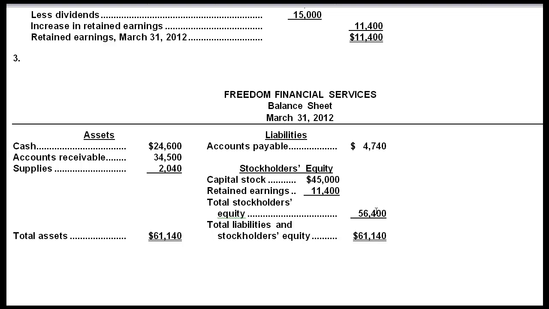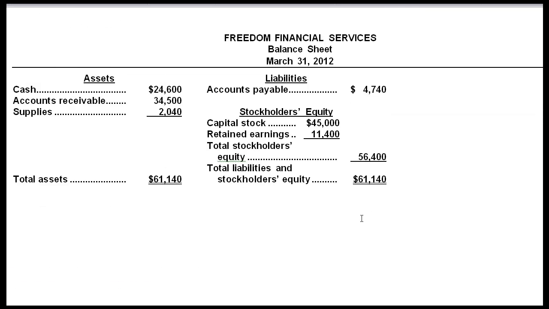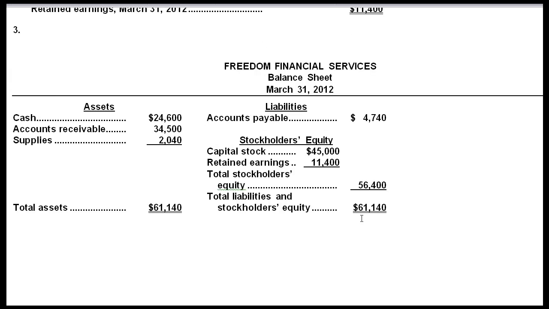If we total our equity with our liabilities, we're looking at $61,140. Guess what? That equals our total assets. No matter how complex and how crazy the transactions of a company might be, assets are always going to equal the liabilities plus owner's equity. And remember, we're using accrual accounting, so we're recording the income and expense when we're incurring these, not necessarily when the cash is exchanged.